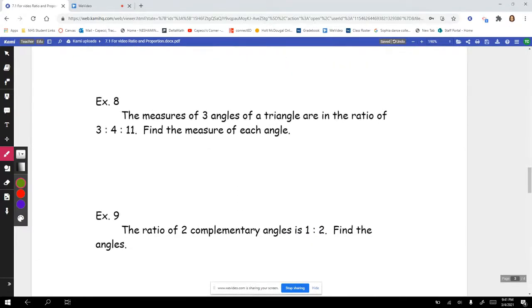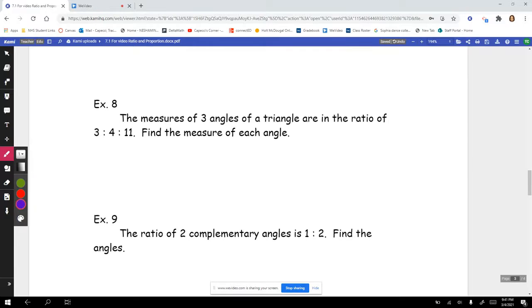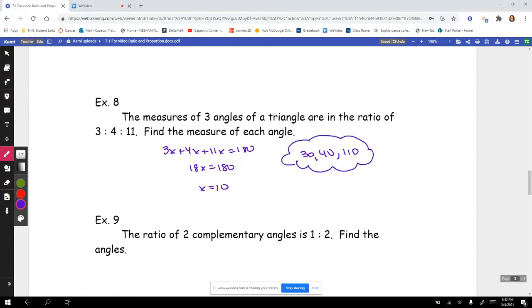Okay? Why don't you pause the video, try this one, see how you do. The measures of 3 angles of a triangle are in the ratio of 3 to 4 to 11. Find the measure of each angle. So I'm going to do the same thing. 3x plus 4x plus 11x is equal to 180. When I add those together, I get 18x is equal to 180, and x is equal to 10. So my measures of my angles are 3 times 10, which is 30, 4 times 10, which is 40, 11 times 10, which is 110. When I add those together, I get 180, so I'm all set.